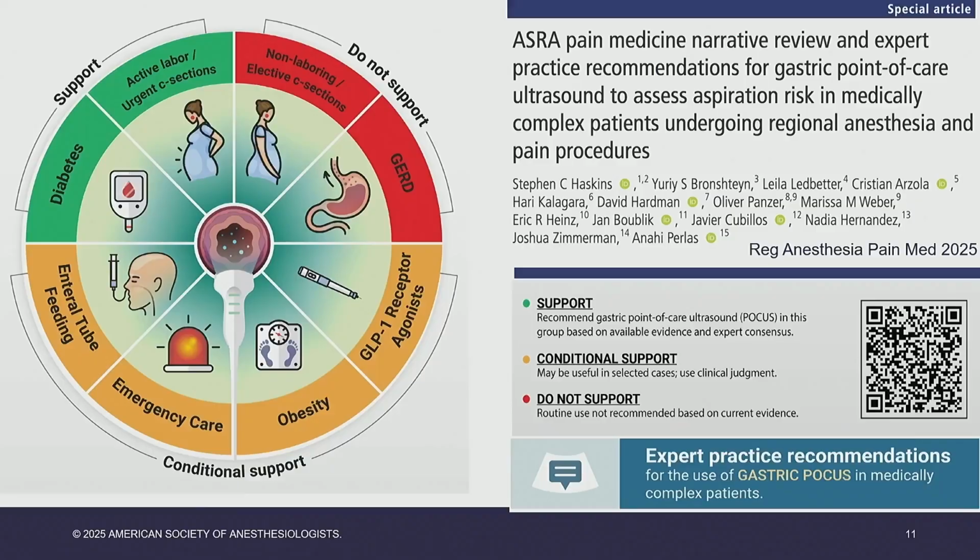And here is a study, a very comprehensive narrative review with recommendations. Why do we do gastric ultrasound in pregnant women? This is the question. Active labor and urgent cesarean section. In those cases, we know we have delayed gastric emptying, but we do not support it in non-laboring elective C-sections because we're supposed to have normal gastric emptying. Of course, if I have a patient going for elective GA, I will do a gastric ultrasound to get more information.